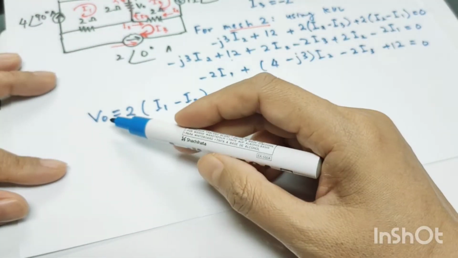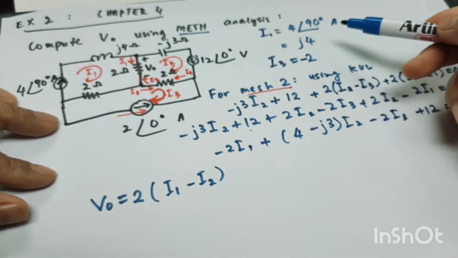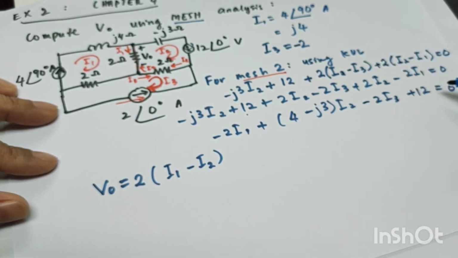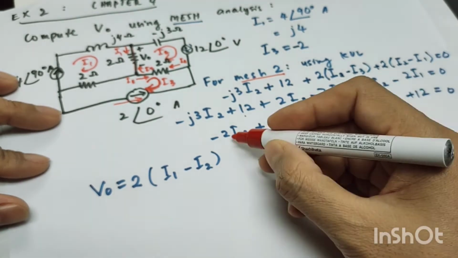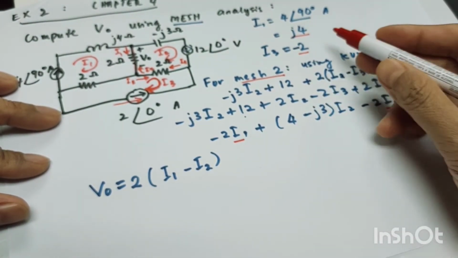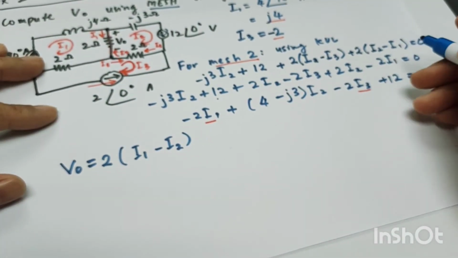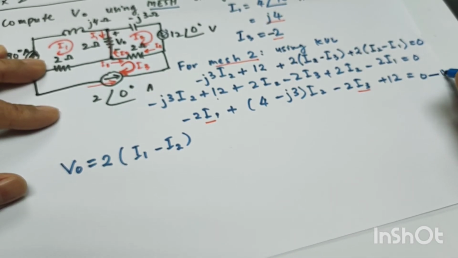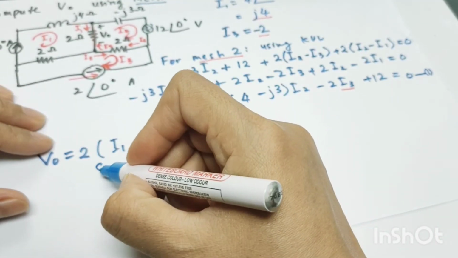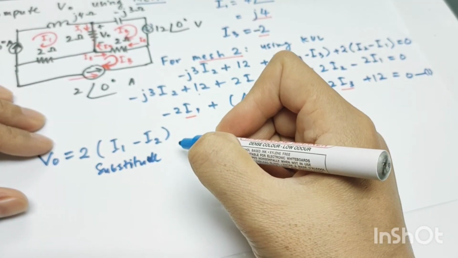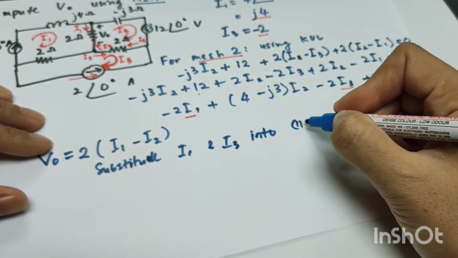So now we can get the value for this. We already know the value for I1, which is j4, whereas I2 is the value that we need to find out from this equation. We also already know the value of I3, so we can fill these values into this equation. Let's name this equation 1. The next step is to substitute I1 and I3 into equation 1.